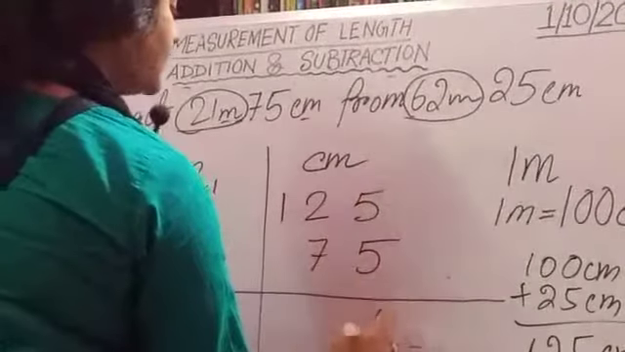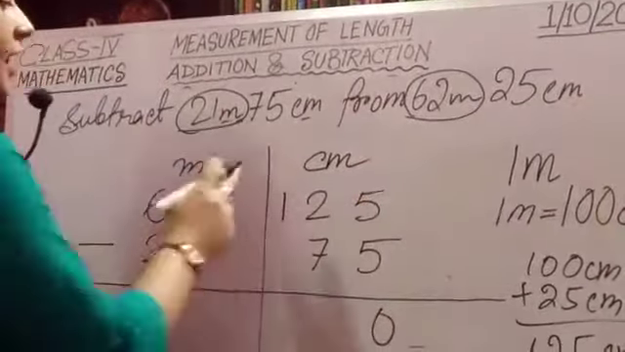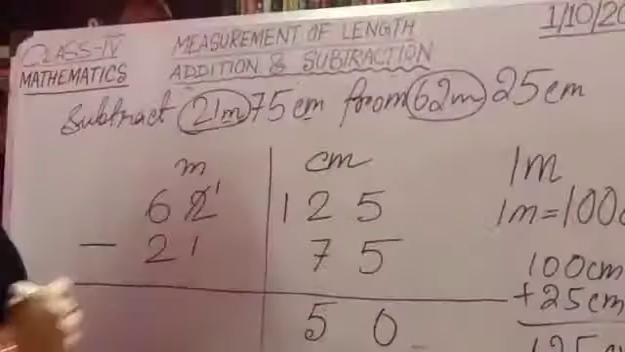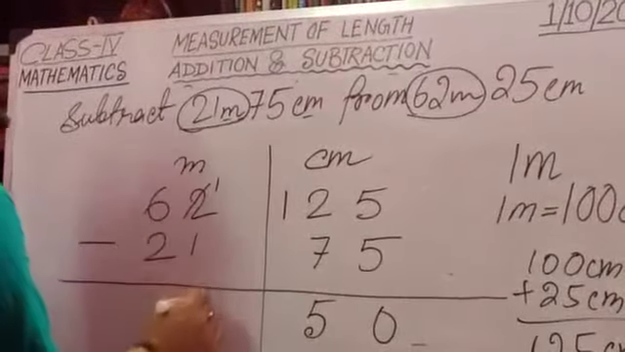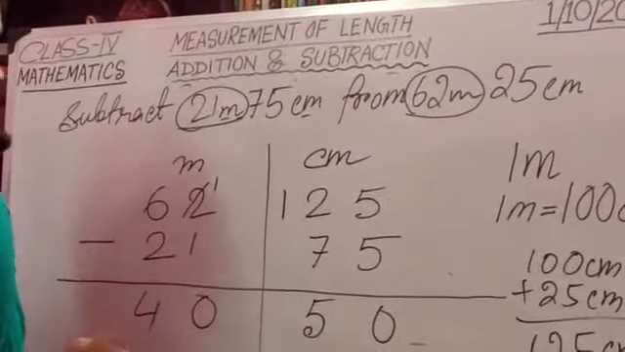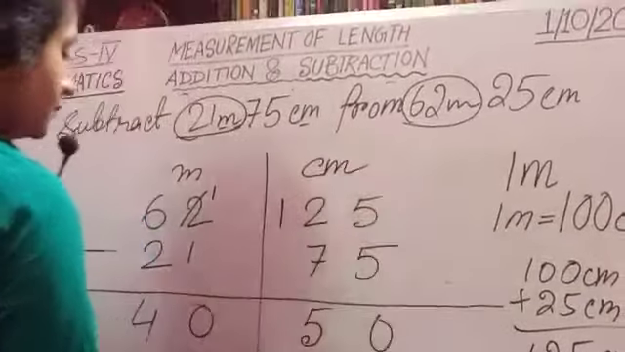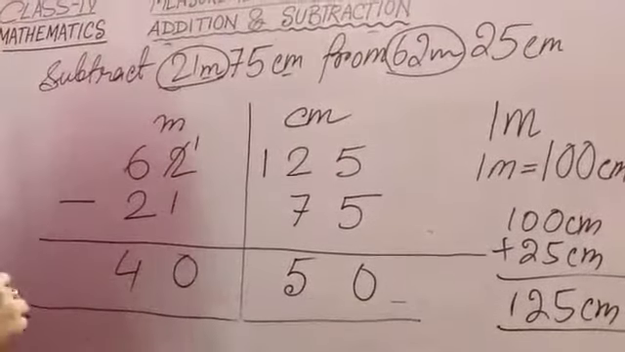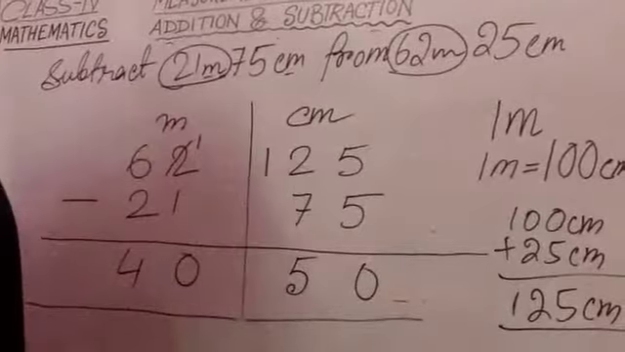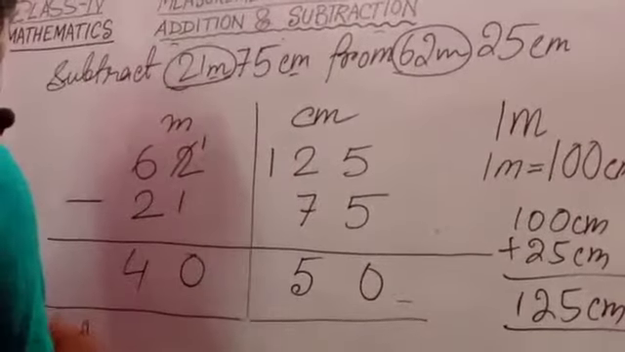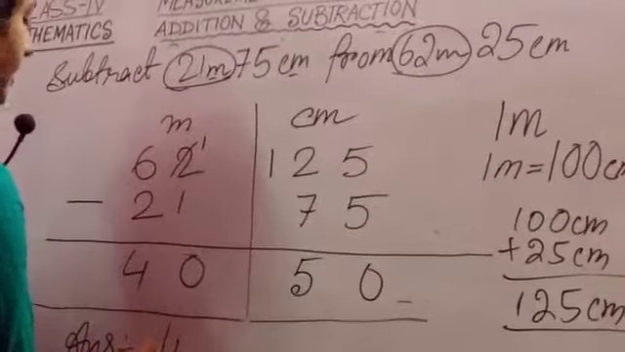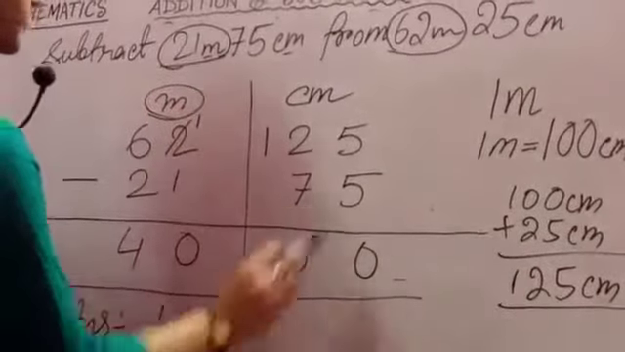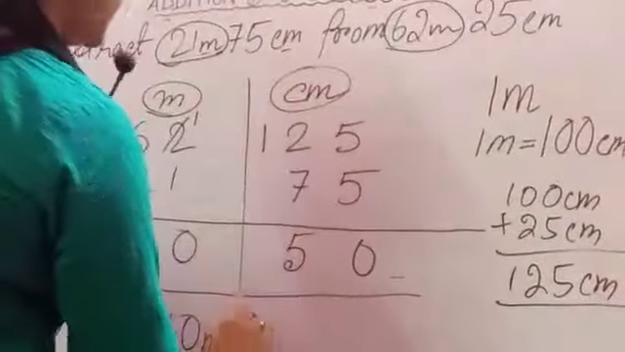So 5 minus 5 is 0 and 12 minus 7 is 5, right? 1 minus 1 is 0, 6 minus 2 is 4. So we have solved the sum. And now it's time to write the answer with proper units. So my answer is going to be 40 meter and 50 centimeter.